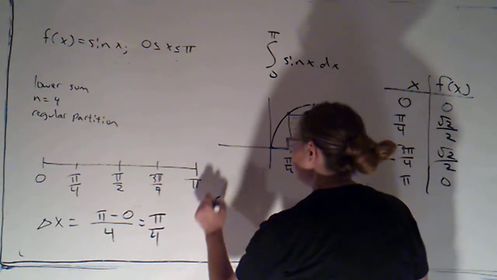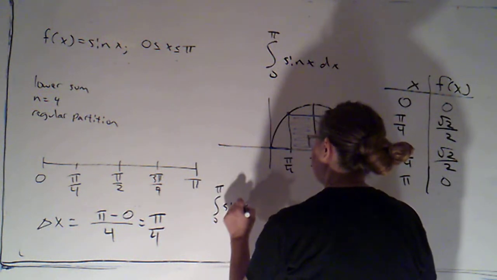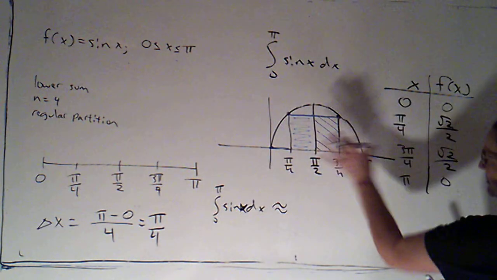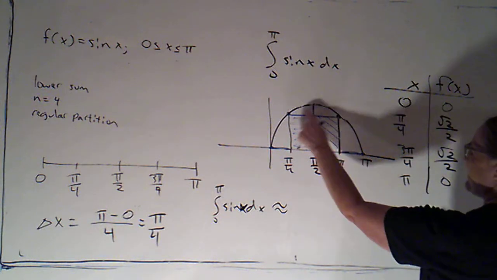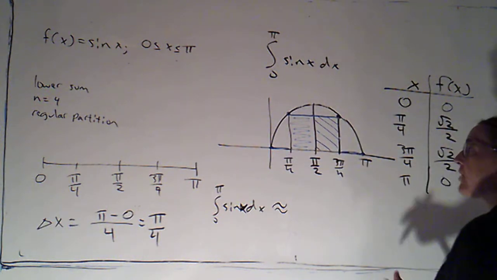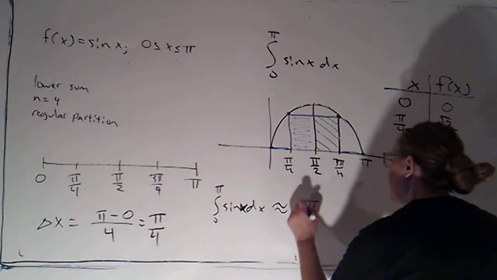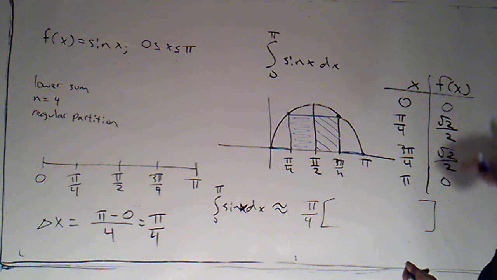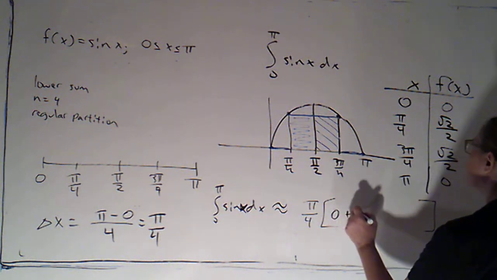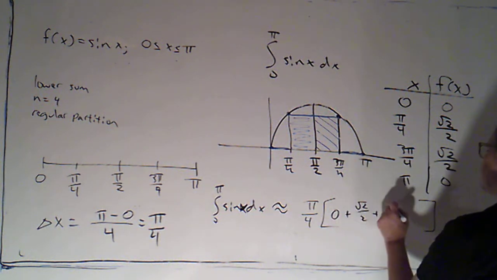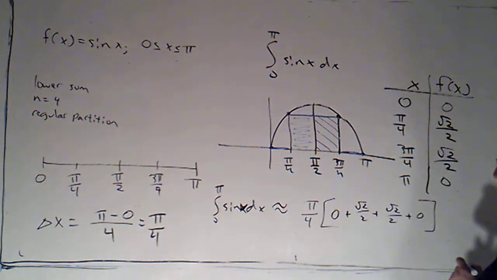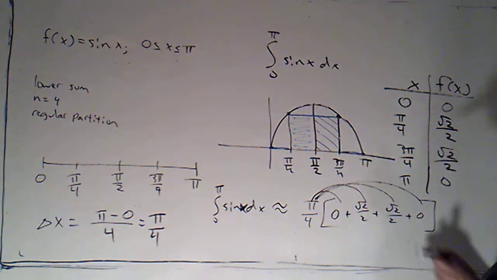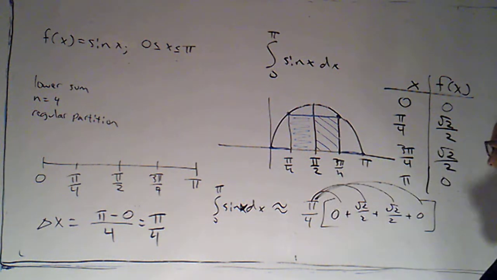And I would say the integral from 0 to pi of sine x dx is approximately, okay, this is a pretty bad approximation, as I can see, because I'm missing a lot of area, but it would be approximately, I'm going to take that pi over 4, that's the common base, and factor it out, and then just multiply it by the sum of these heights: 0 plus root 2 over 2 plus root 2 over 2 plus 0. Notice as I distribute, I'm just getting base times height plus base times height plus base times height plus base times height, so I'm getting these areas.